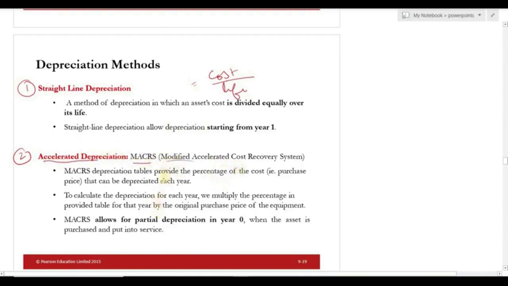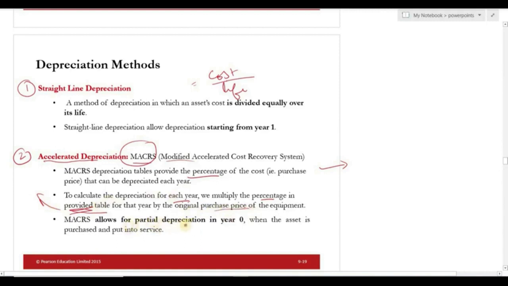So it actually provides the table of the percentages, right? And that percentage is applied on the cost of the asset, and then we see how much the depreciation expense is every year, right? So to calculate the depreciation for each year, we multiply the percentage in the provided table. So this will be given even in your exam. If the question is following MACRS, we will be giving you this MACRS table, for that year by the original purchase price of the equipment.